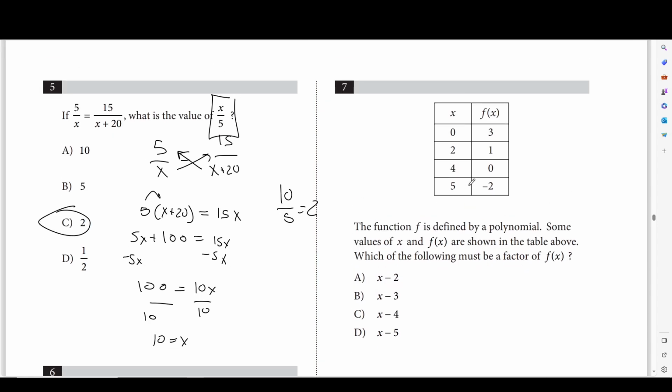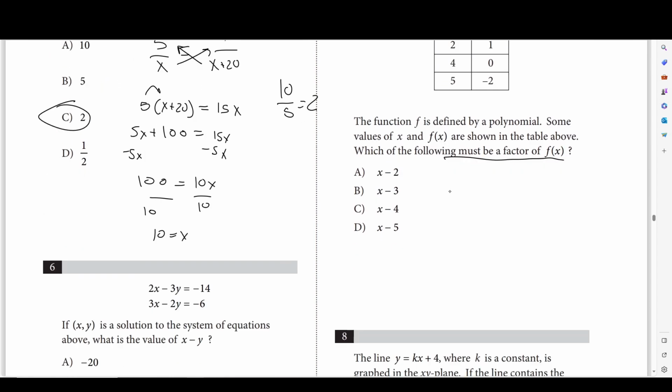Moving on to number 7, it says the function f is defined by a polynomial. Some values of x and f of x are shown in the table above. Which of the following must be a factor of f of x? Whenever you're dealing with a factor of a function, that factor has to represent a zero of the function. What I mean by this is that the factor has to show you in some way that whenever that x value is plugged into the function, the function is equal to 0.